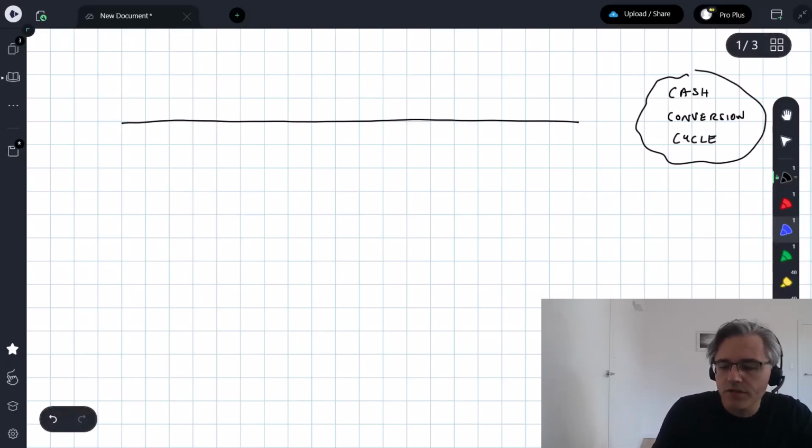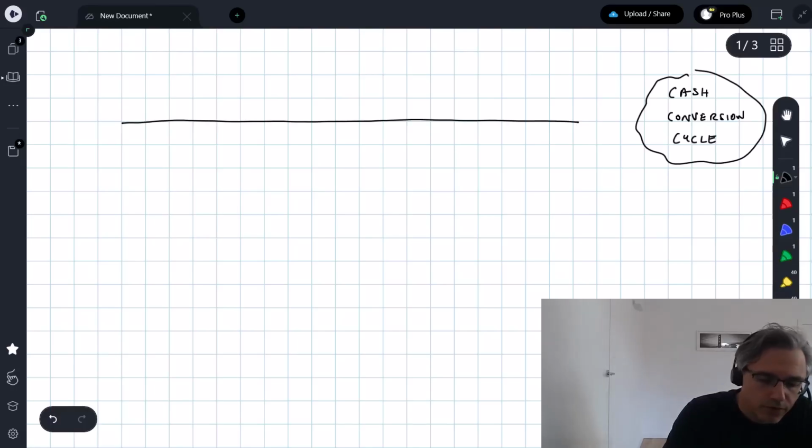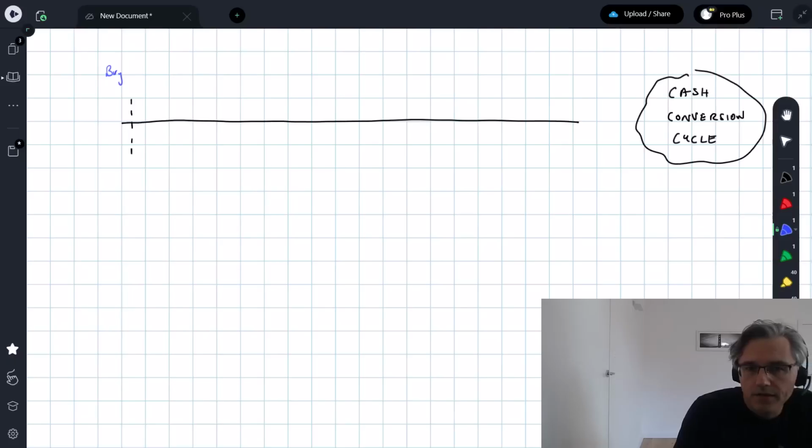So on the timeline, I'm going to mark a point here on the left-hand side and assume this is the moment when the company buys the inventory from suppliers. So, the decision to buy inventory from our suppliers.